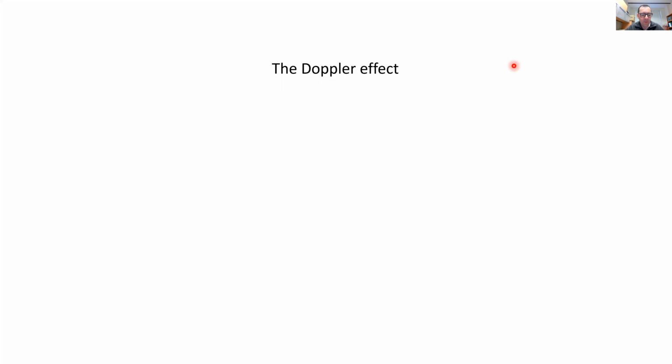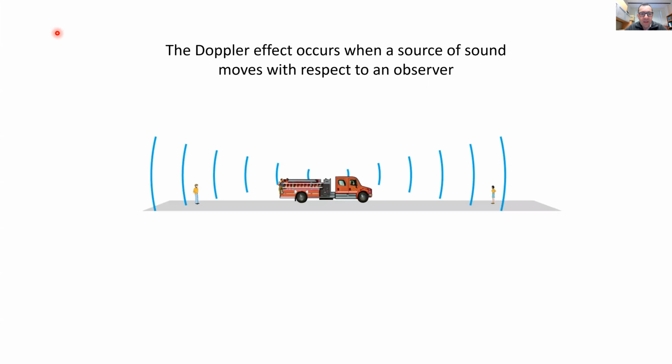Hello again, Physics 243. In this unit, we'll discuss the Doppler effect. Now, I'm sure that you've heard of this, and actually, if you haven't heard the name, I'm sure you're familiar with the physical phenomenon. So the Doppler effect occurs when a source of sound moves with respect to an observer.